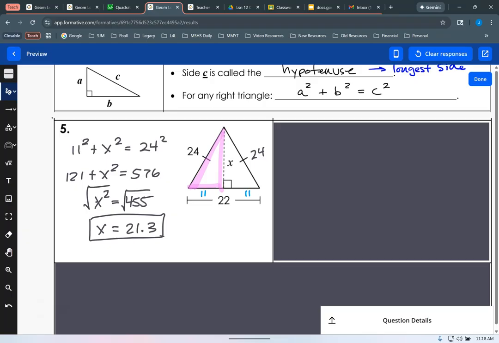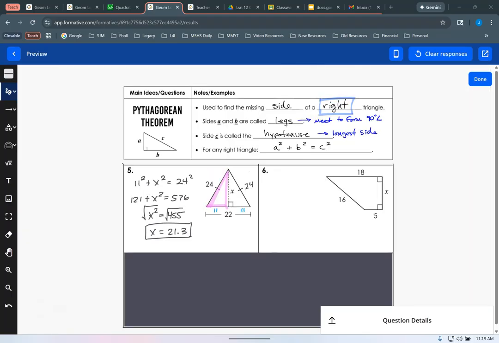Okay, good questions. Yeah, exactly. But we're not looking for area. We're looking for the length of a side. Okay, all right. Let's try another one. Okie dokie. Let's see what we got going on here.